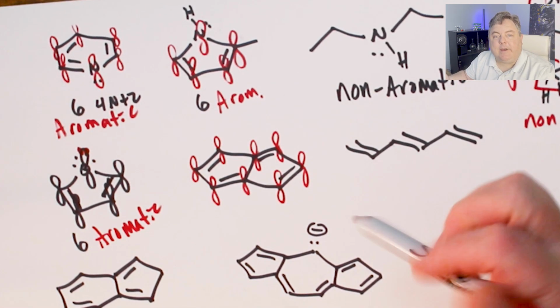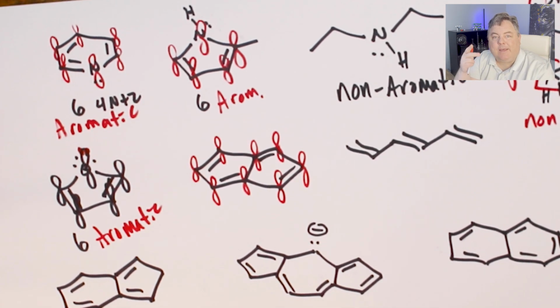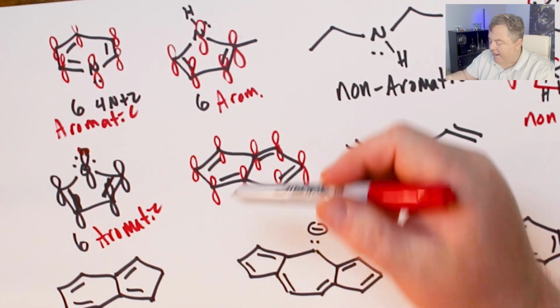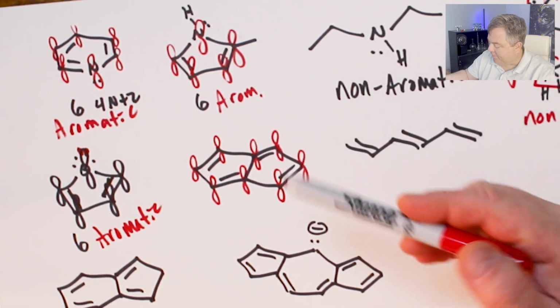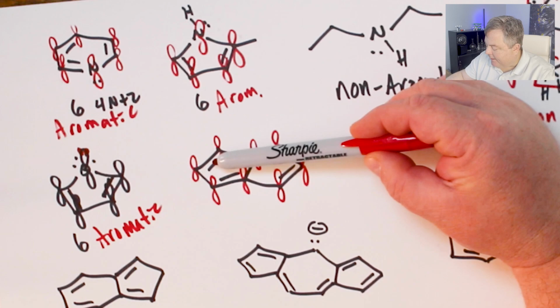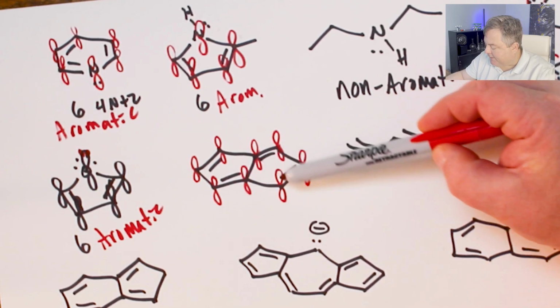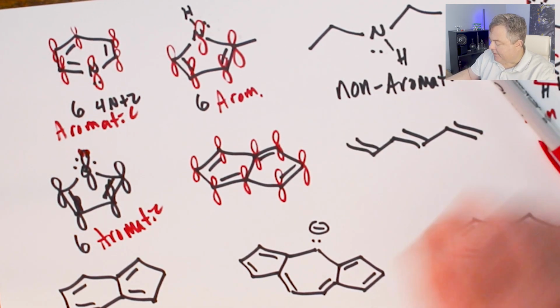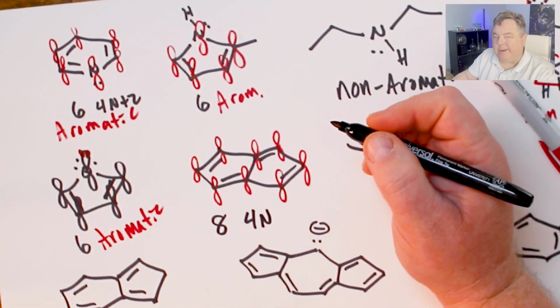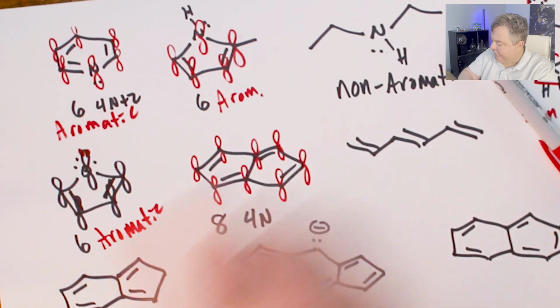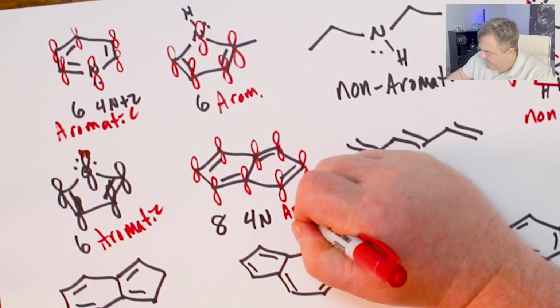So now that means, since it's a ring that's flat and conjugated all the way around, I have to add up all of my electrons to see if I'm 4n or 4n plus 2. So I'm just looking at the pi electrons. I have 2, 4, 6, 8 for those 4 double bonds. So 8 electrons, that's 4 times a number, 4 times 2. So this would be anti-aromatic.